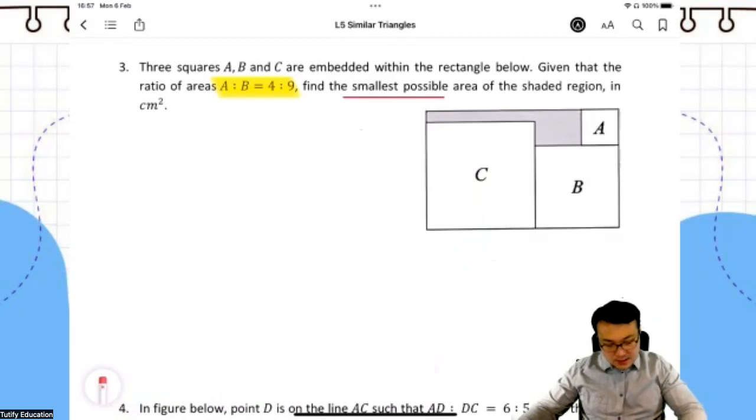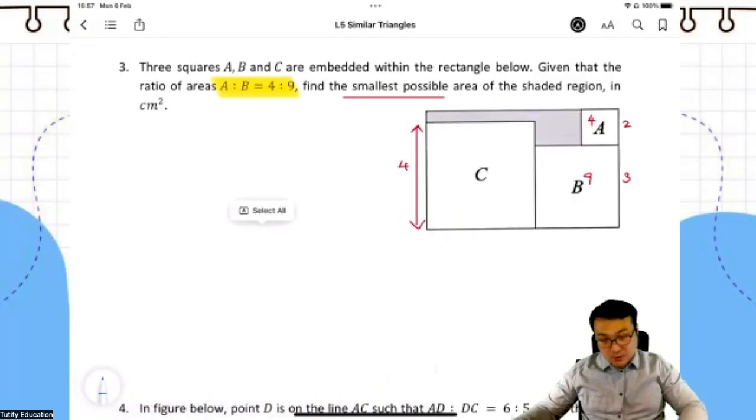Now, Talia, do you notice that these are square numbers? Yes. So if let's say the area of A is 4 and the area of B is 9, what is the side length of A? 2 centimeters. And what is the side length of B? 3 centimeters. Good. What do you think should the maximum length of C be? Should it be 5? No. What could it be? 4. Oh, yes. Let's try to make it as big as possible so that the shaded region will be small.